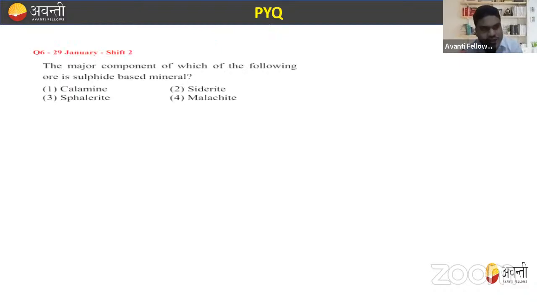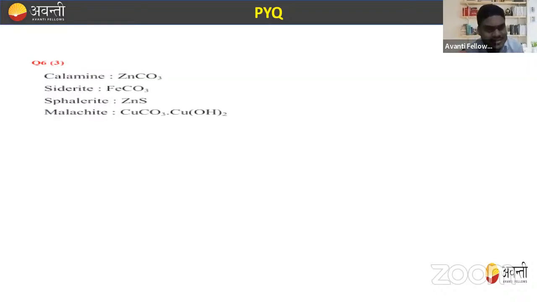Okay, now the next question is, beta, the major component of which of the following ores is a sulfide based mineral? Out of calamine, siderite, malachite, and sphalerite, you have to identify which one is the ore that is a sulfide based mineral. As the name suggests, just observe carefully these four names. So what is the correct answer for this question, beta? Yes, absolutely correct. That is sphalerite, right?